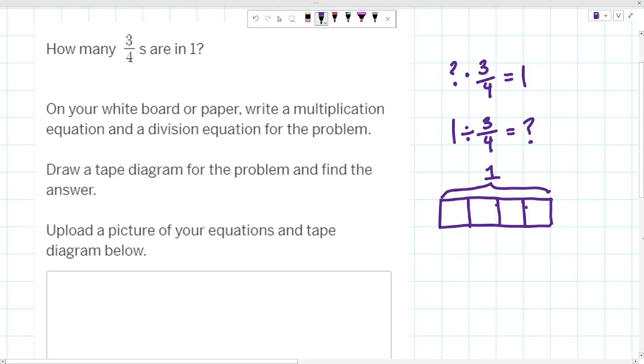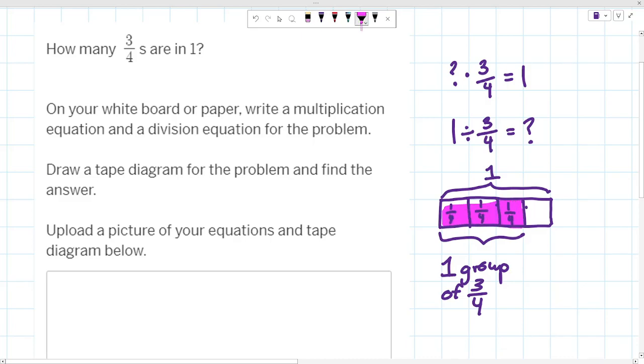Why did we do that? Because we want to look at how many groups of 3/4 are in 1. So first, let's shade in one group of 3/4. So again, we do this because this is 1/4, this is 1/4, this is 1/4. So right here, we have one group of 3/4. So we can kind of shade that in.